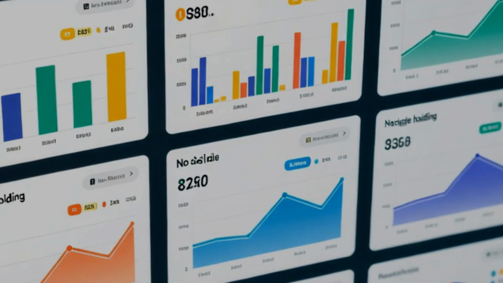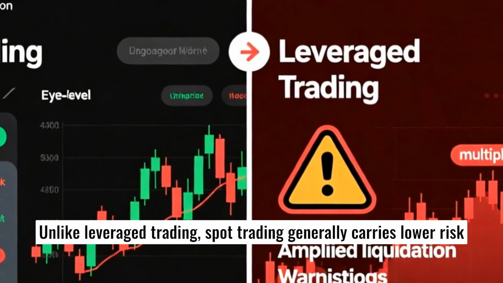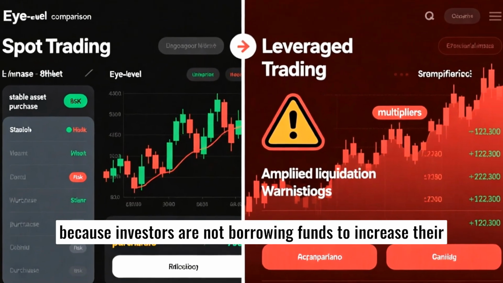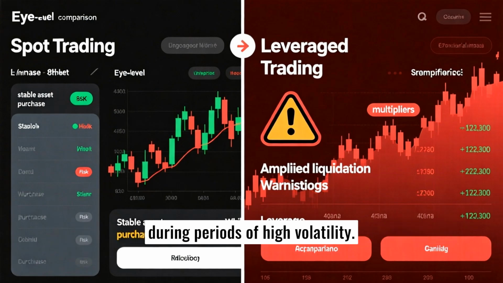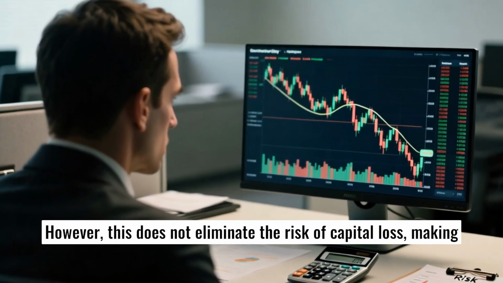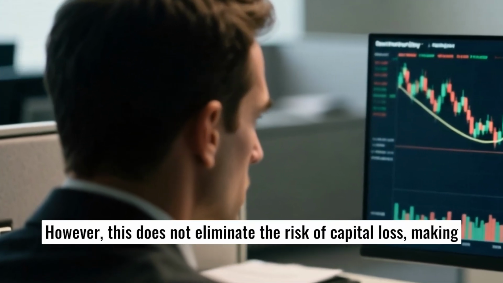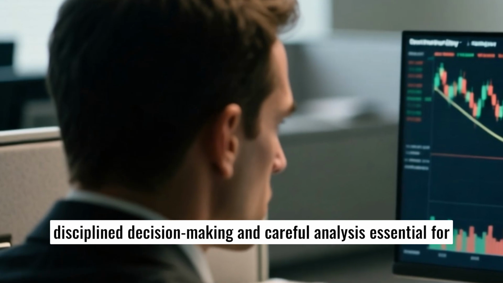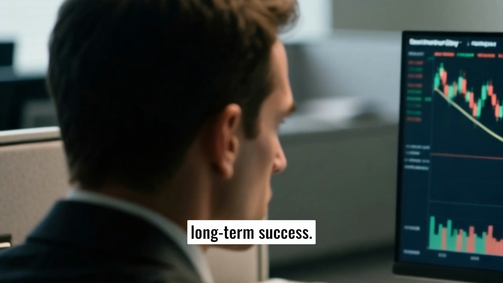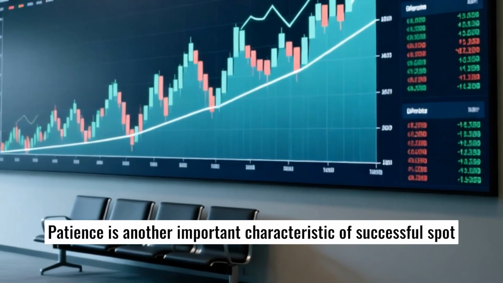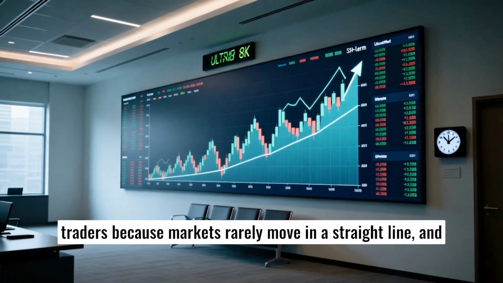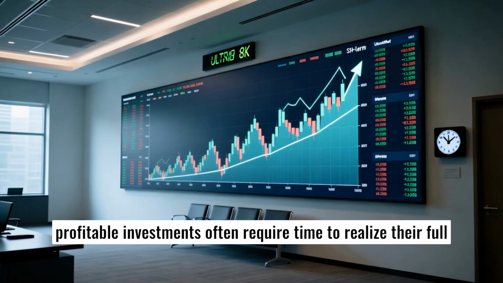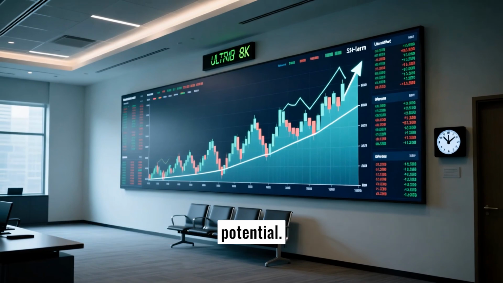Unlike leverage trading, spot trading generally carries lower risk because investors are not borrowing funds to increase their market exposure, reducing the possibility of forced liquidation during periods of high volatility. However, this does not eliminate the risk of capital loss, making disciplined decision-making and careful analysis essential for long-term success. Patience is another important characteristic of successful spot traders because markets rarely move in a straight line and profitable investments often require time to realize their full potential.